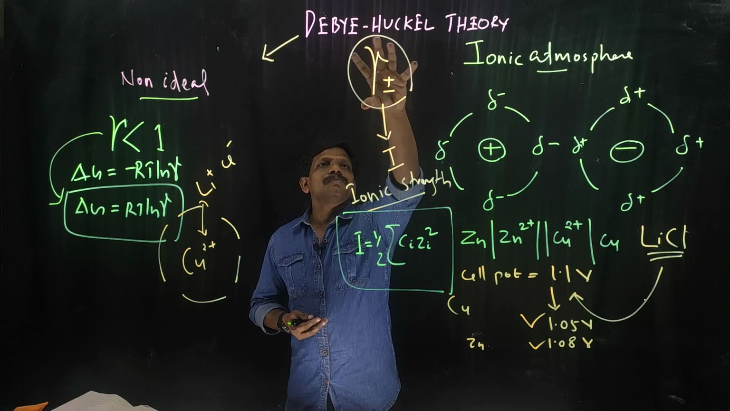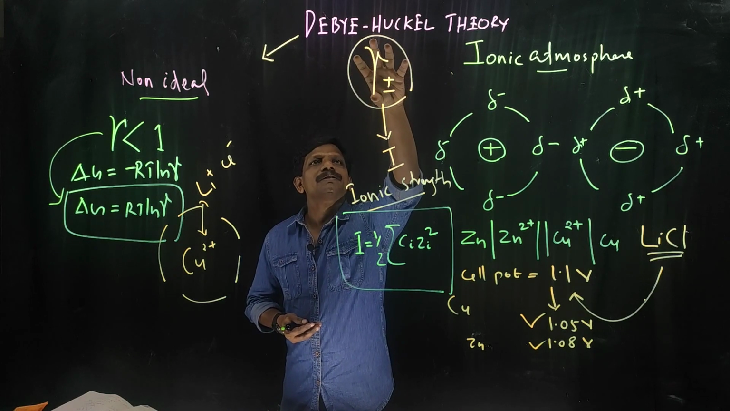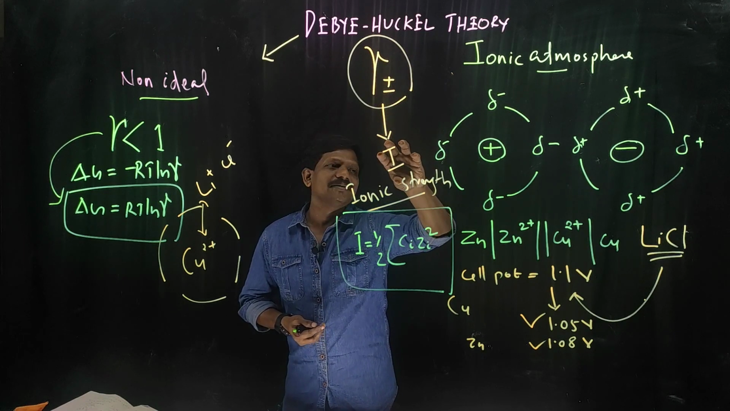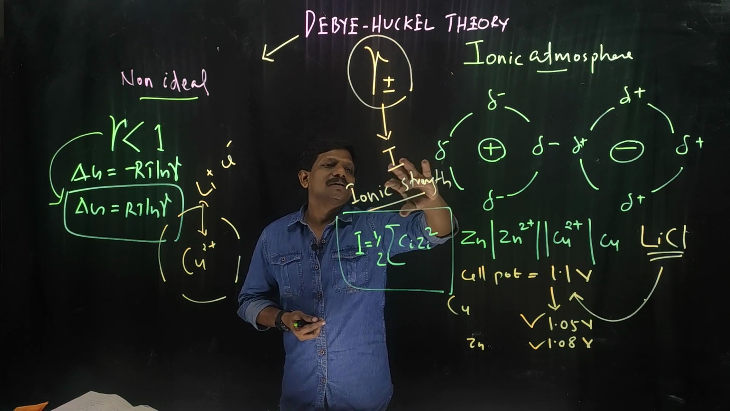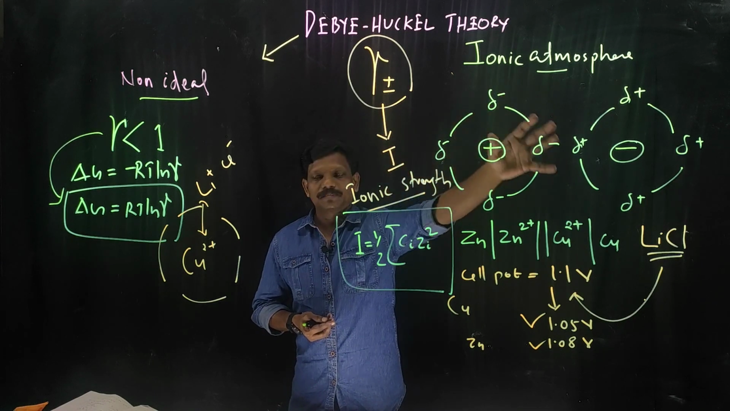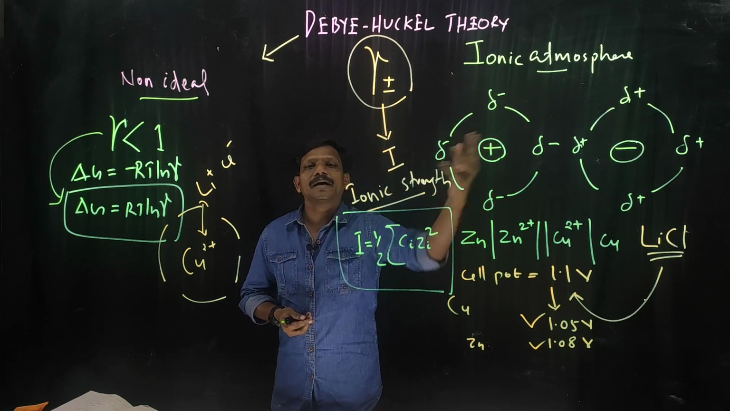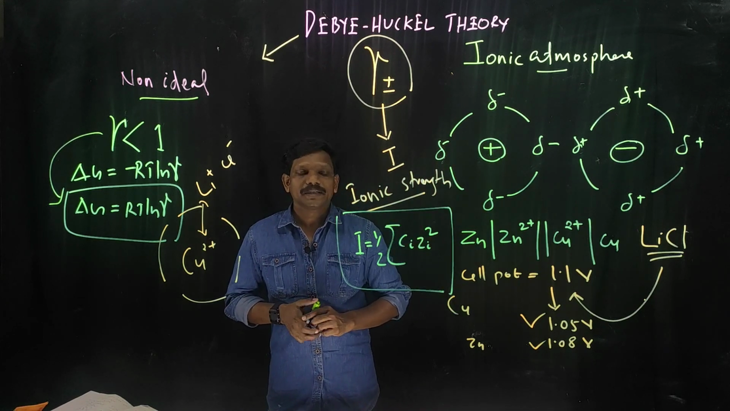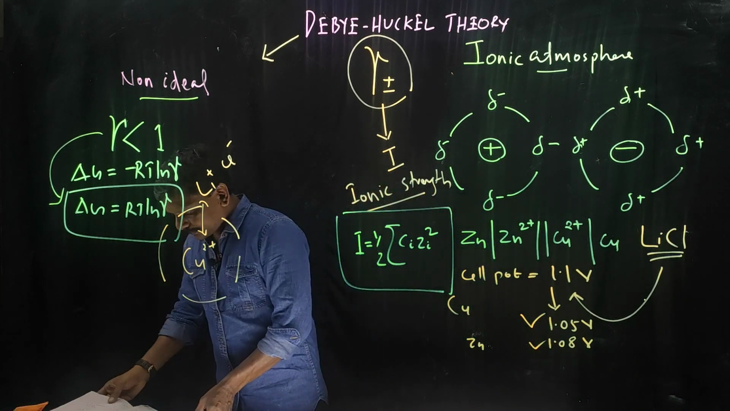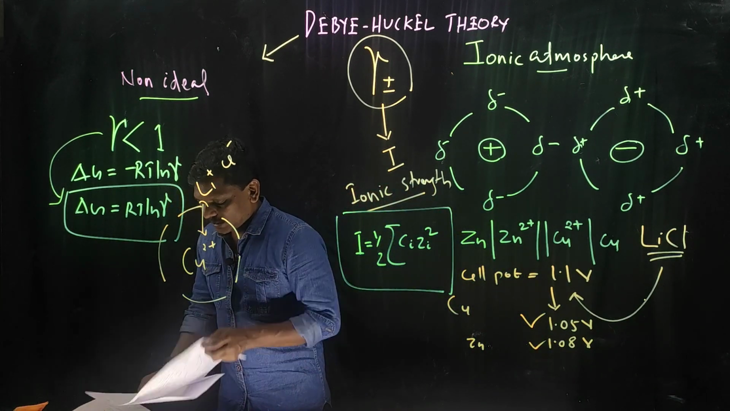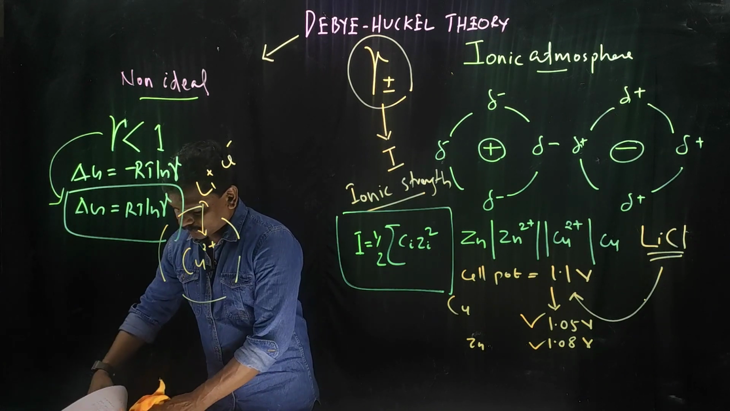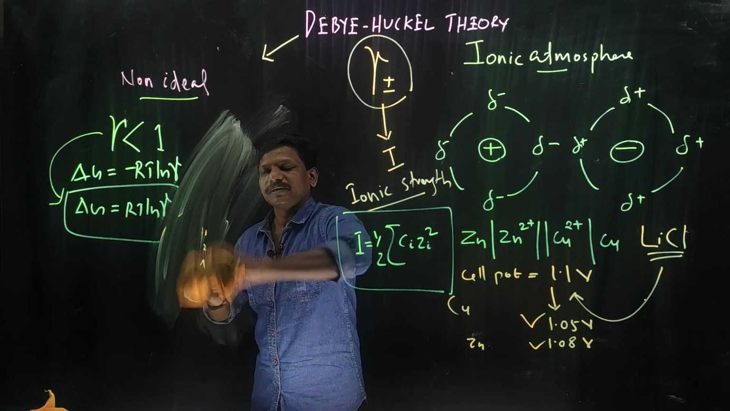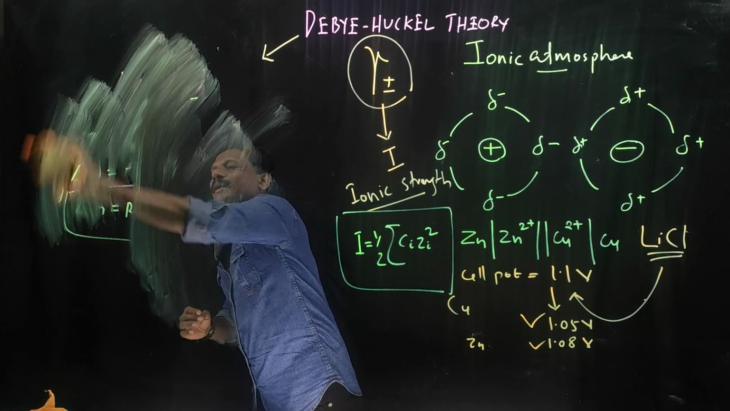So in order to find this term, that means gamma plus minus, surely you need ionic strength. By ionic strength you can effectively account for this ionic atmosphere. So that important term is called ionic strength. Then we will see what is the equation from the Debye Huckel theory. What is the important equation coming from the Debye Huckel theory?